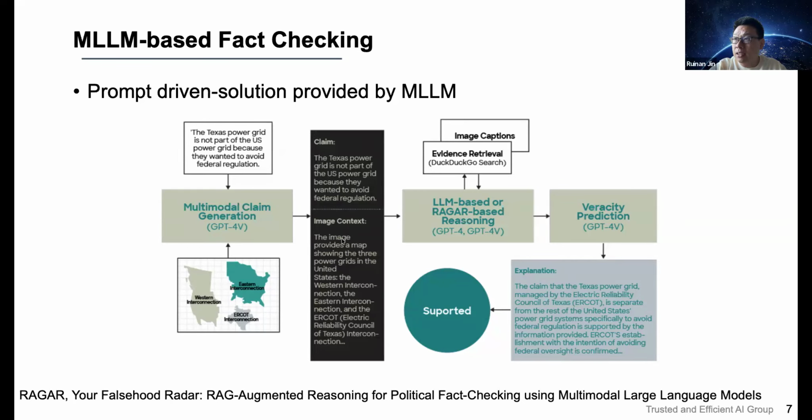So it basically has a claim, like we said before, with an image context. And the goal is that the fact-checking system wants to predict whether this is a supported, unsupported, or insufficient evidence claim based on the existing context.